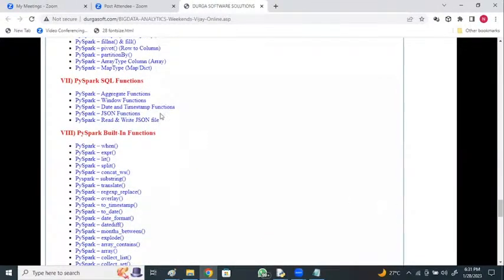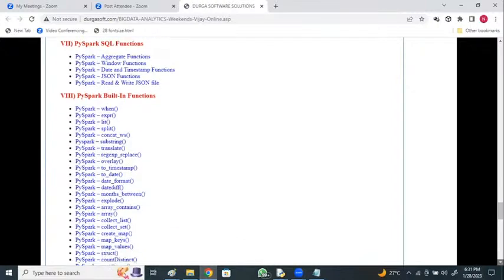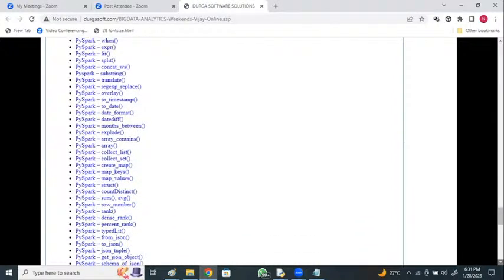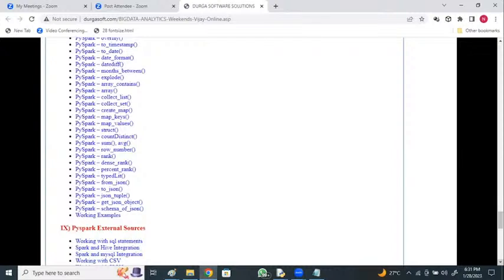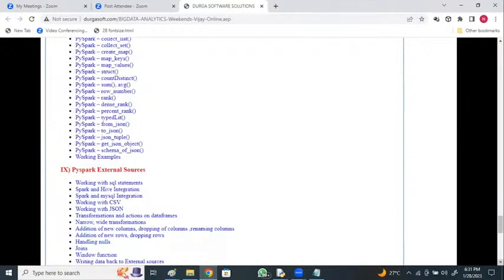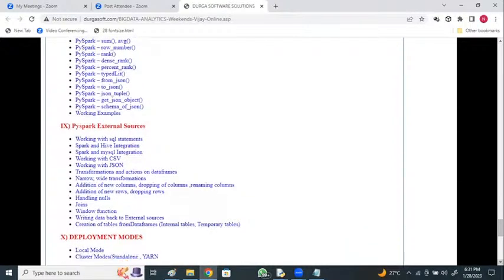PySpark SQL functions, aggregate functions, window functions, date functions, JSON, read, and built-in functions, when, expr, lit, translate, overlay, to timestamp, percentage, rank, count, distinct, row number, rank, dense rank, type, lit, all this.